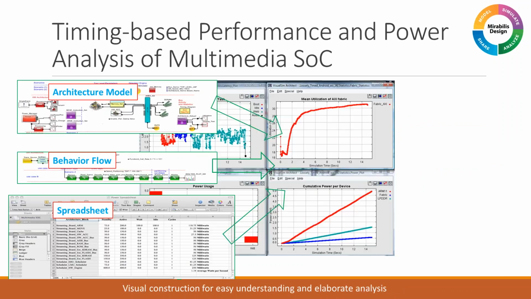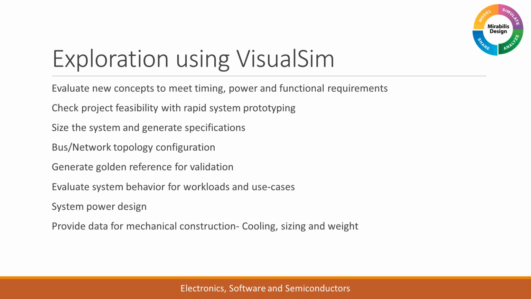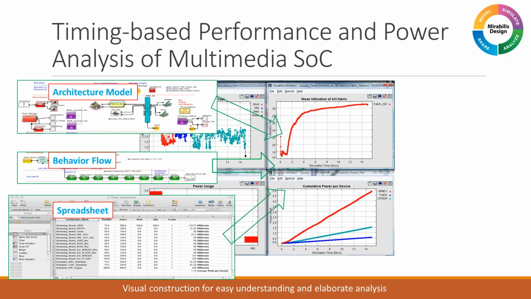Now, what are the types of explorations you do to come up with the hardware-software partitioning? The first one is new concepts. For example, I could be building a different type of bus, or trying a different type of hardware accelerator. The other piece is that I can look at the feasibility of the system, or maybe change the topologies. I can have different types of workloads and use cases. And I can try out different power rates associated with different clock speeds.